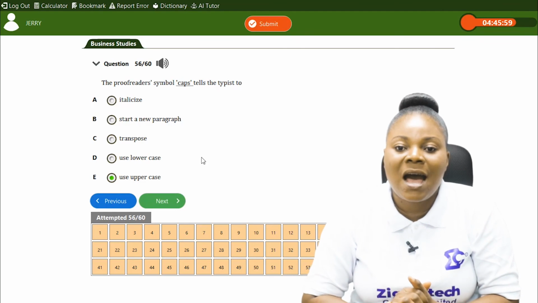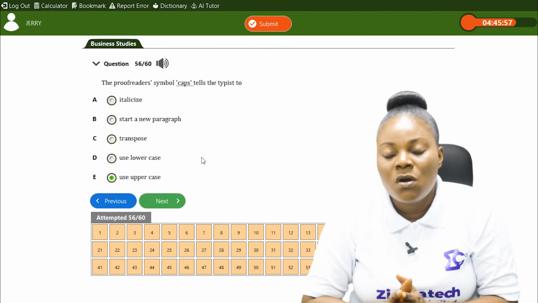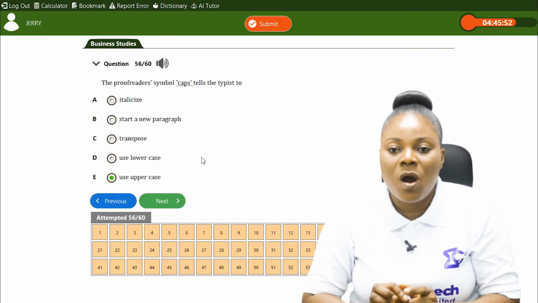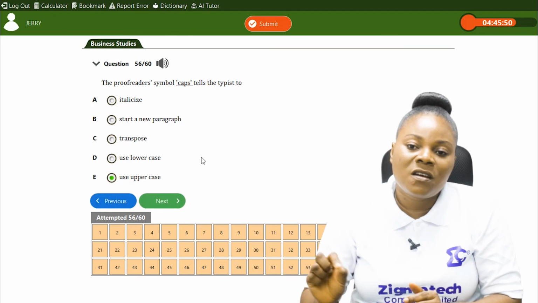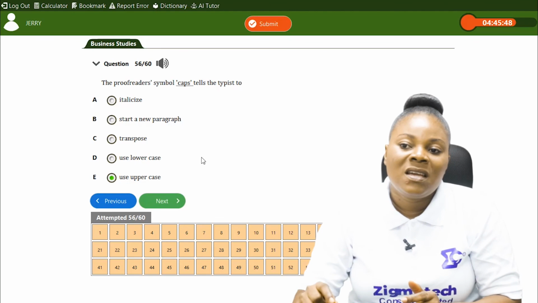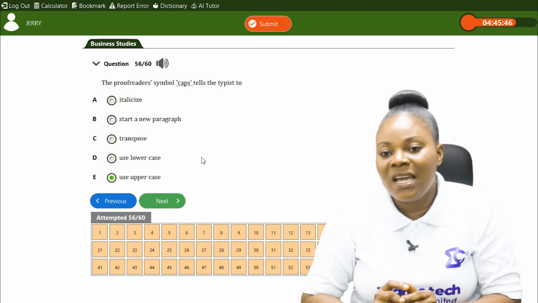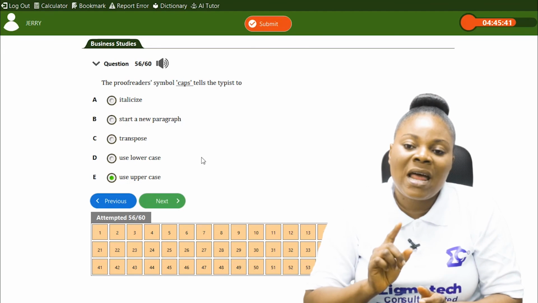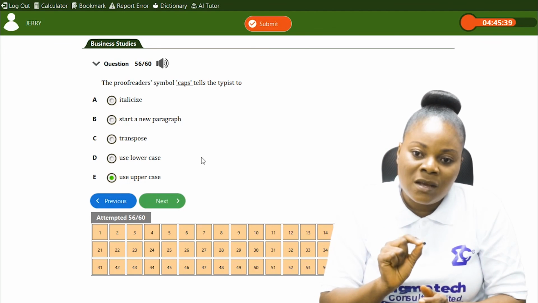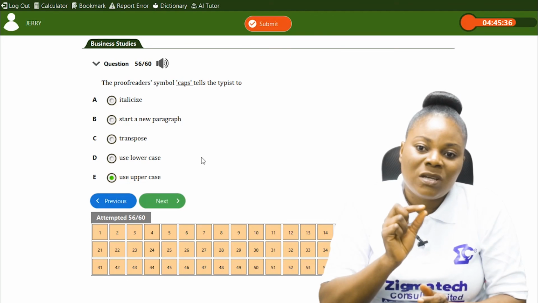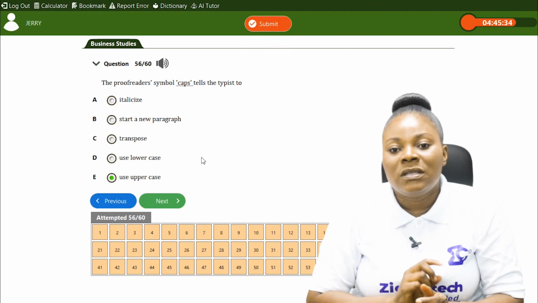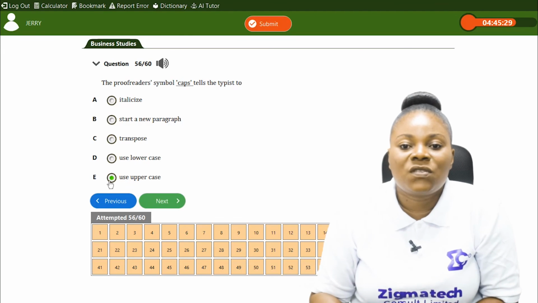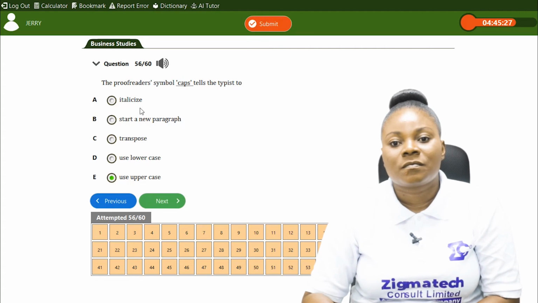Uppercase letters are capital letters. So once you see a particular letter or a word circled and in front of it you have the inscription caps, they are telling you to type the word in capital letter. If it is just a particular letter that is ticked underneath and you are seeing caps, it's telling you to type it in uppercase. So option E gives us the answer.